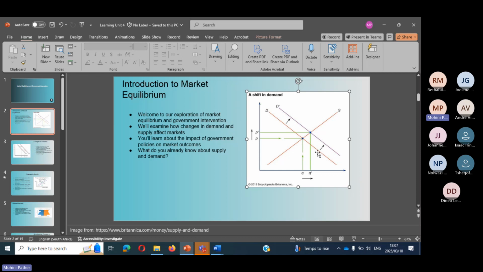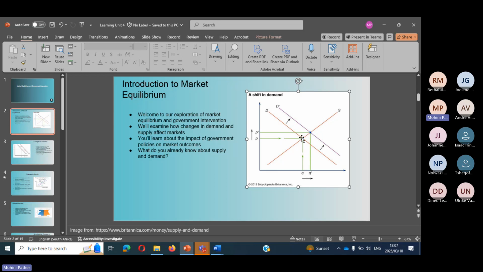So that's why you only have movements along these curves. What this graph is showing us is that it's depicting the market forces that are essentially governing the price and the quantity that are available to consumers in the market from the producers.